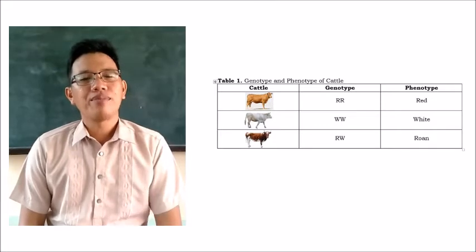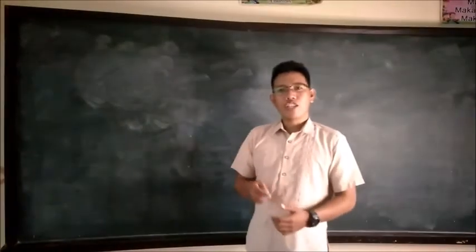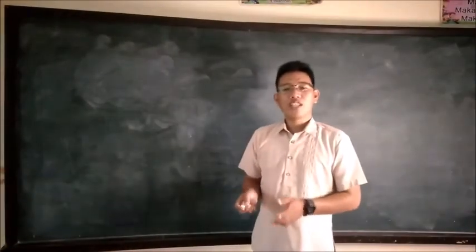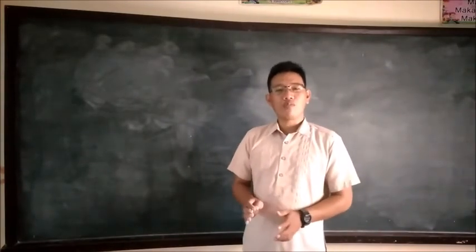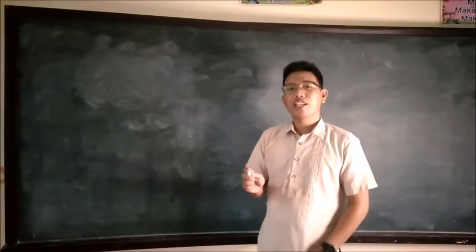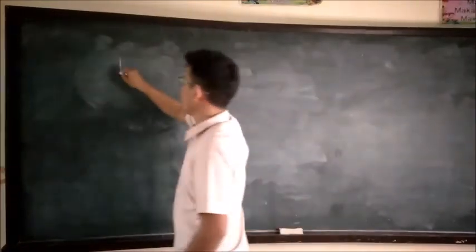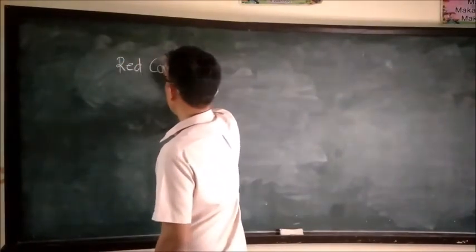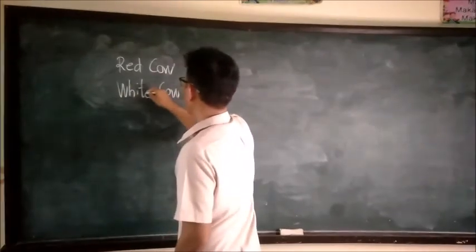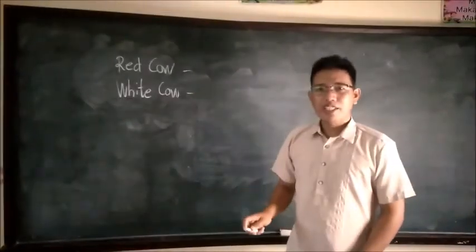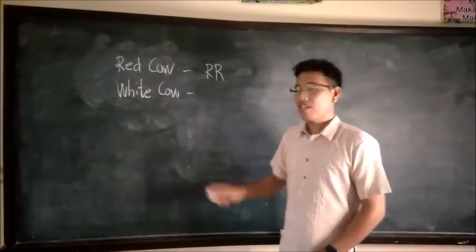Let us have an example. A red cow is crossed with a white cow. Now for codominance, in using the Punnett square, you still have to follow the same steps that I have done in solving the problem in incomplete dominance. So first, identify the genotypes of the parents. So we have the red cow and the white cow. The genotype of the red cow is RR, and the genotype of the white cow is WW.